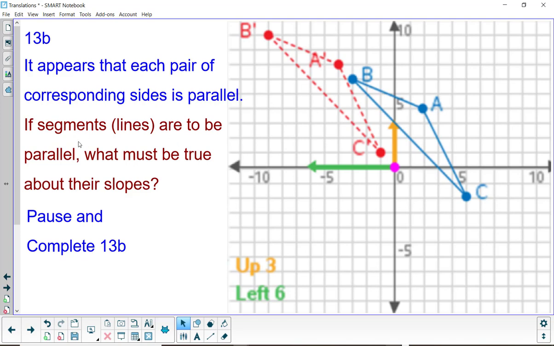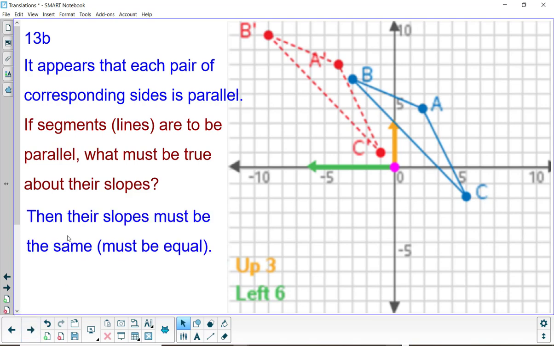And remember, if segments or lines are to be parallel, what must be true about their slopes? So go ahead and answer question 13B. Pause and complete that before you resume. So for 13B, if segments or lines are to be parallel, what must be true about their slopes? Their slopes must be the same value, or they must be equal.